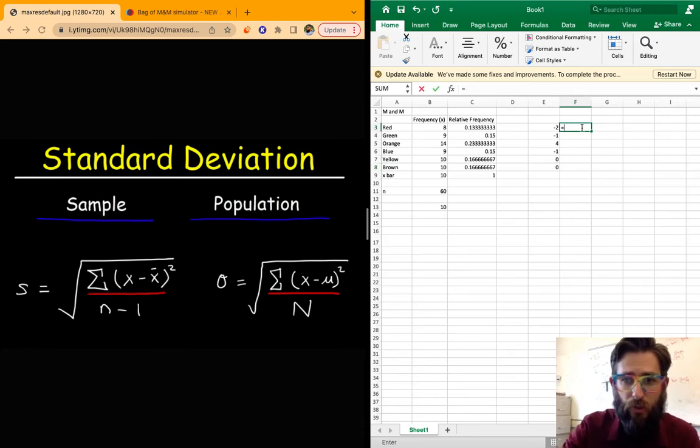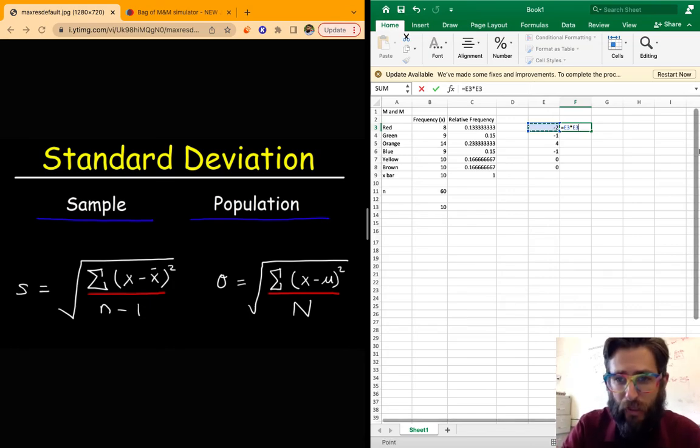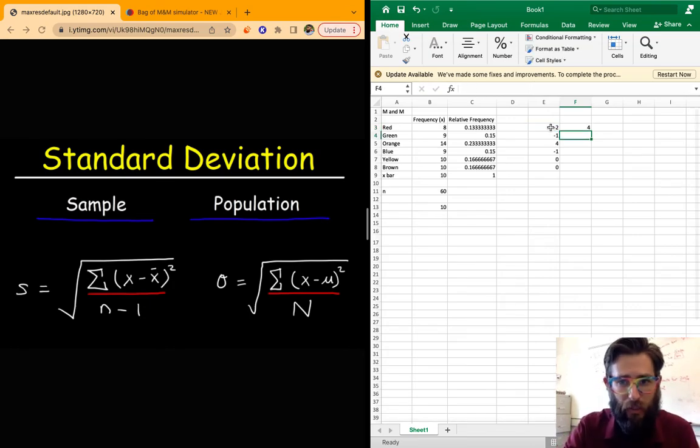Now what we need to do is apply this squared bit. When we square things, we're essentially multiplying a number by itself. So in this case, -2 squared is 4. We're taking this x minus x bar and squaring it, and we're going to apply that rule to each one of these situations. So we have -2 squared is 4, -1 squared is 1, 4 squared is 16, -1 squared is 1, 0 squared is 0, and so on and so forth.